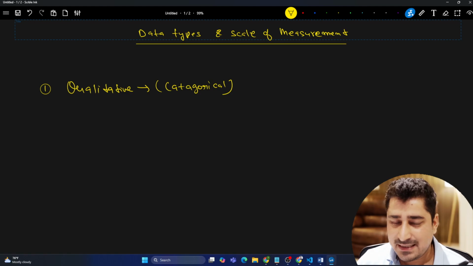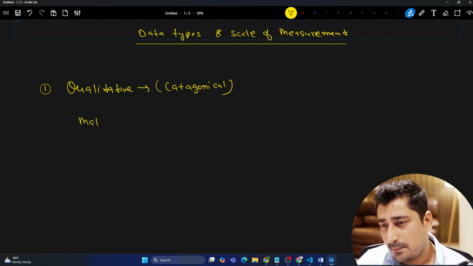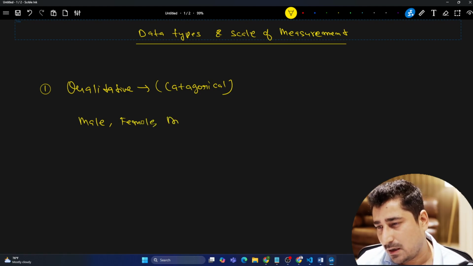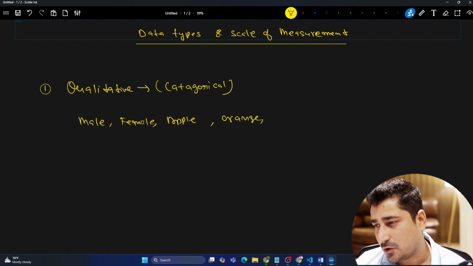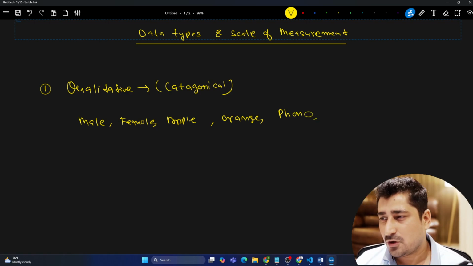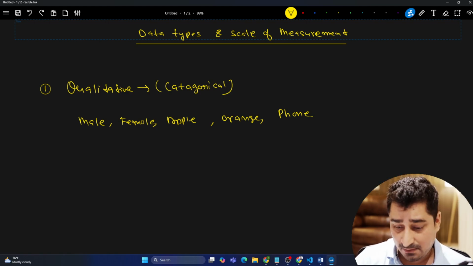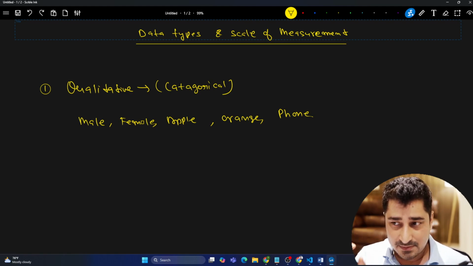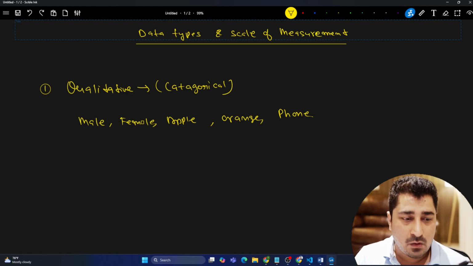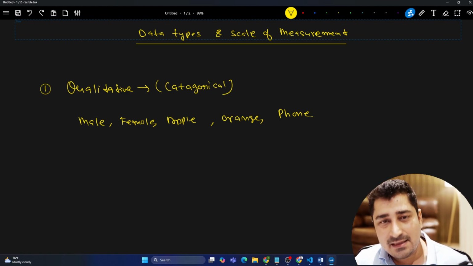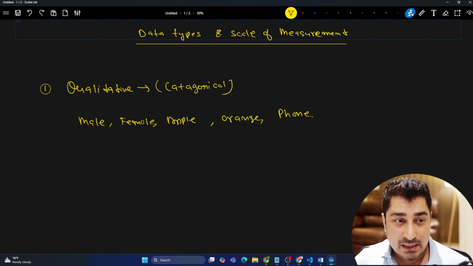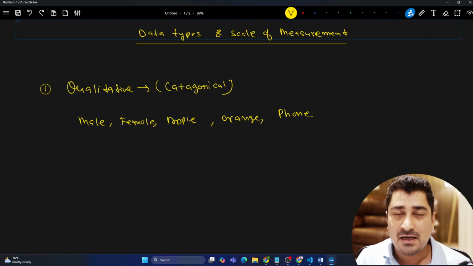So let me write down some examples over here, guys. A male or maybe a female, I can talk about. Maybe an apple, an orange, a phone, like that. I can talk about tons of objects, and now even you will be able to talk about tons of objects. Now these kinds of data always come under categorical data or qualitative data. Now inside this categorical or qualitative data, again we can subdivide it.